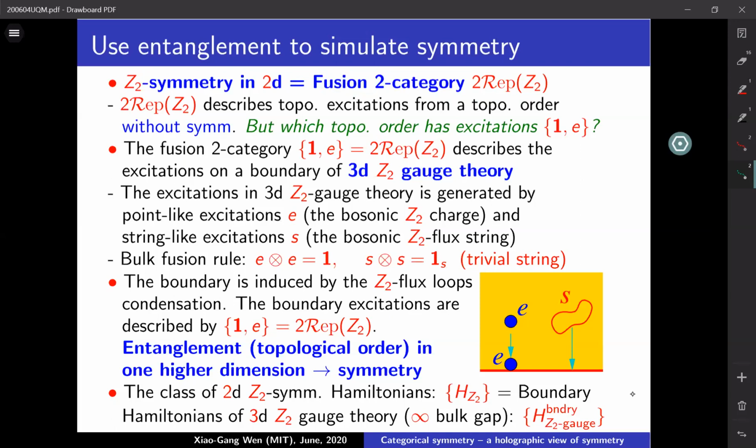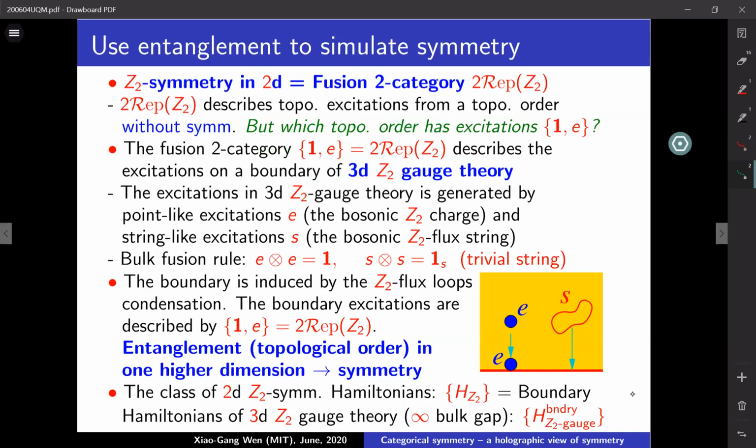But then there is a question: which topological order can produce this particular excitation, this particular fusion category which describes those excitations? Basically, which topological order can produce the excitation 1, which is trivial, and another excitation, a bosonic excitation, which is called E? This question actually turns out to be not so trivial. It turns out that we need something in one higher dimension. We need a three-dimensional, three spatial dimension Z2 gauge theory. Then at one particular boundary of the three-dimensional Z2 gauge theory, we can recover this type of excitation.